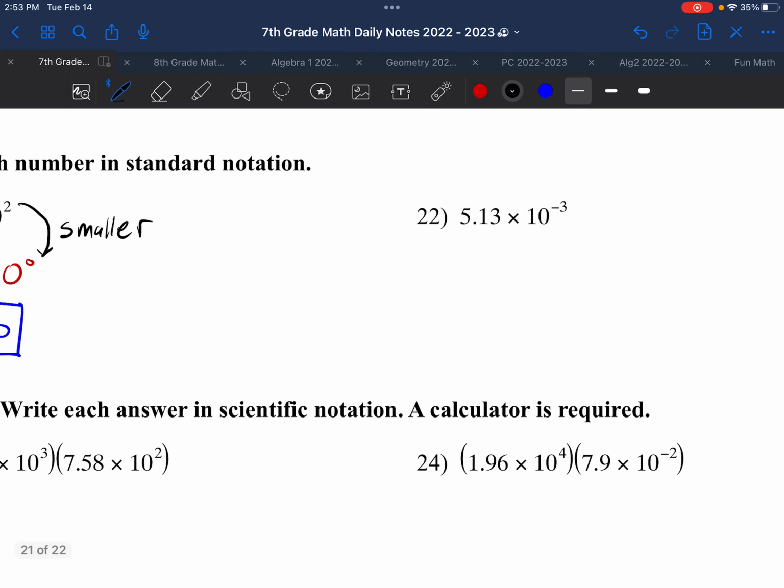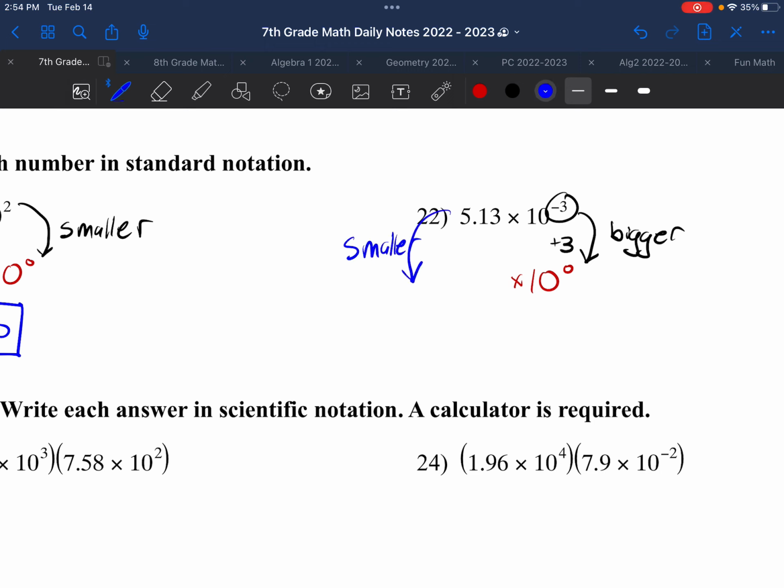Number 22. Again, kind of the same thing. You need to get this times 10 to the power of 0. This power of negative 3 went to 0, which means you got bigger because you're adding 3 to it, right? That means we're getting bigger. If we're getting bigger over there, this number over here needs to be getting smaller.